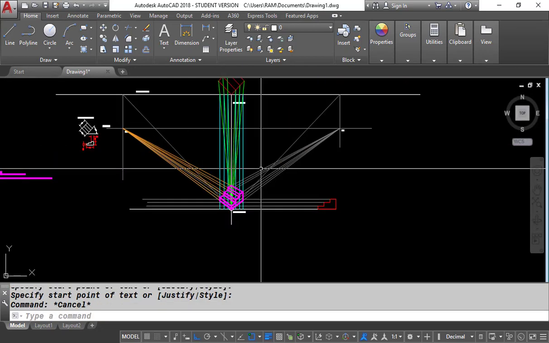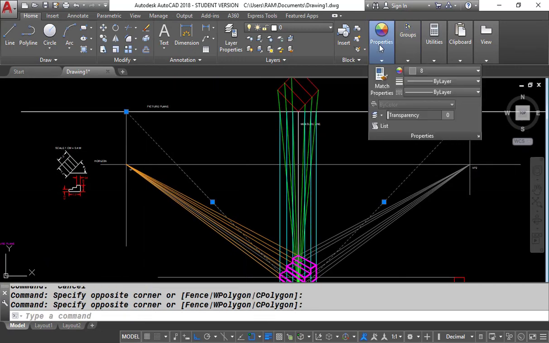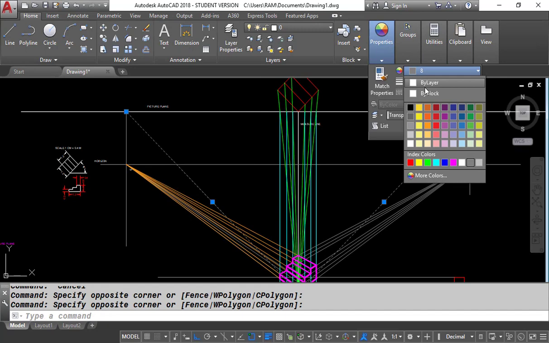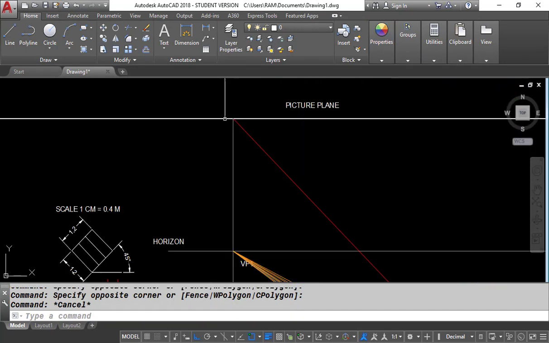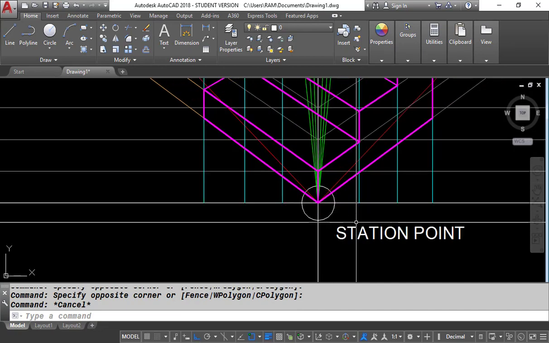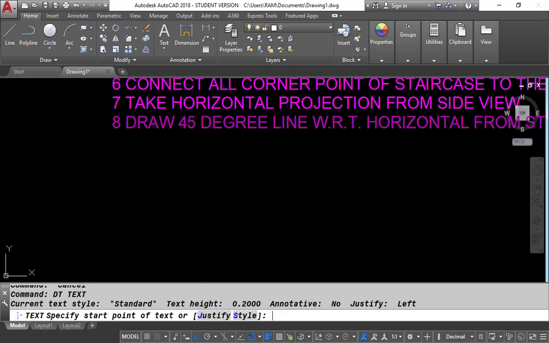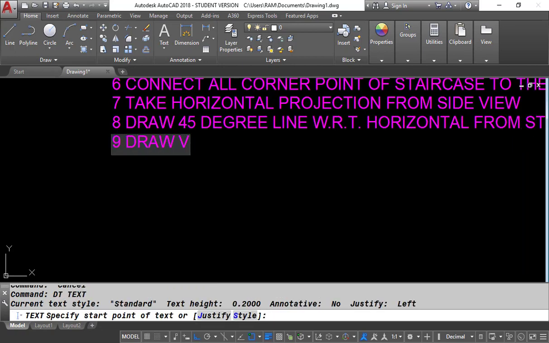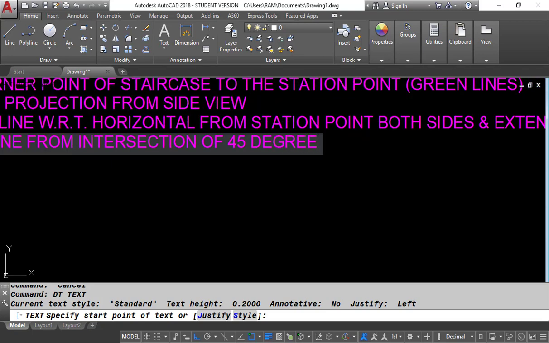So what is this? This is our 45-degree line. Draw the 45-degree line from this, and you have to extend, let's say, this red line. Okay, so this is our 45-degree line. You have to draw it from the station point and extend to the picture plane. And the next step is draw a vertical line from the intersection of the 45-degree line and picture plane.